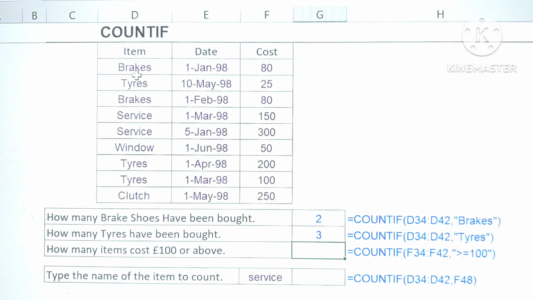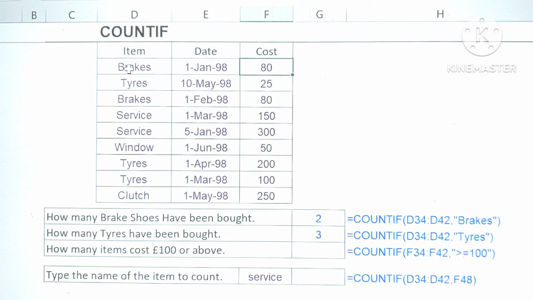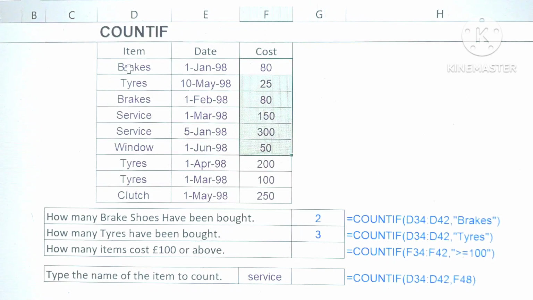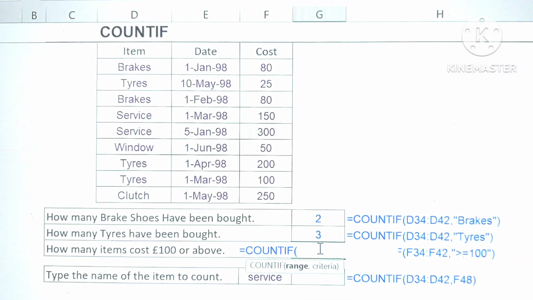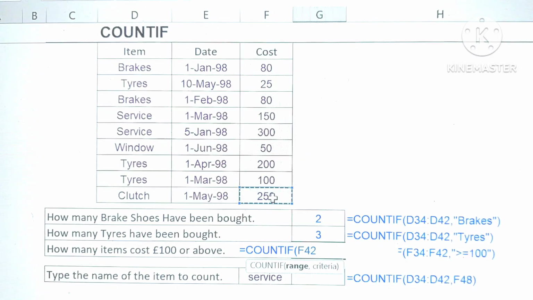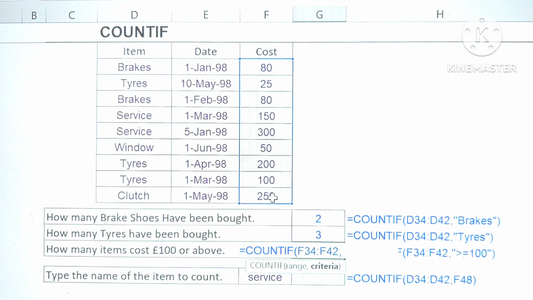So now our range will be changed, right? Till now we were looking for items which were here, but now we are looking for price. So the range would be this. Let's try COUNTIF, tab. This is my range, comma. Now what are we looking for? We are looking for items greater than or equal to 100.